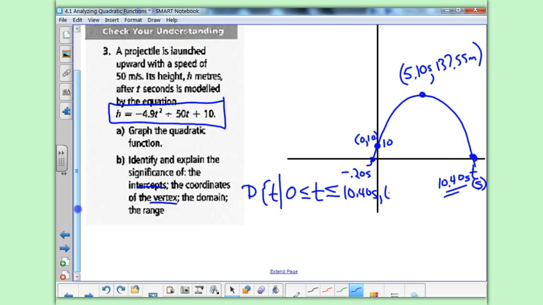Now, why would I say that? Time is an element of real numbers. Well, because it doesn't make sense for this thing to bury into the ground. So once it hits the ground, it's done, right? What about the range? Well, the range would be h such that h is greater than or equal to the ground, a height of 0, and h is an element of reals.